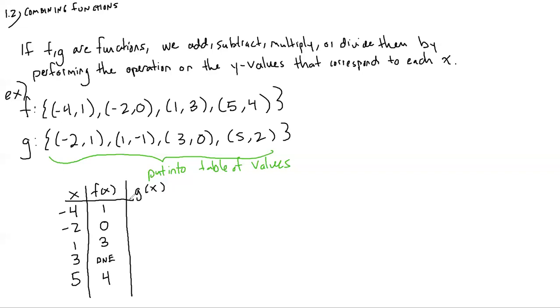And then my g of x is going to be -2 and 1. I don't actually have the -4 output, so I'll put a DNE there. I'll have 1 and -1, 3 and 0, and 5 and 2. And so what I can actually do is now just do my operations. So if I want to do f plus g of x, I could write it like that.